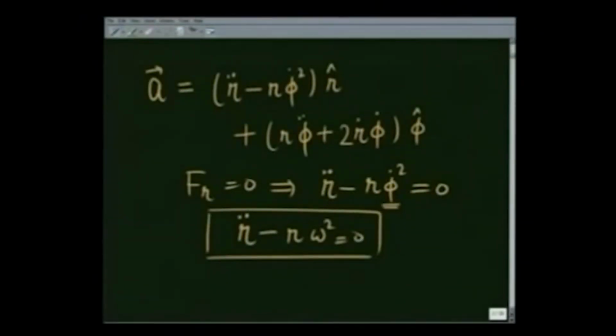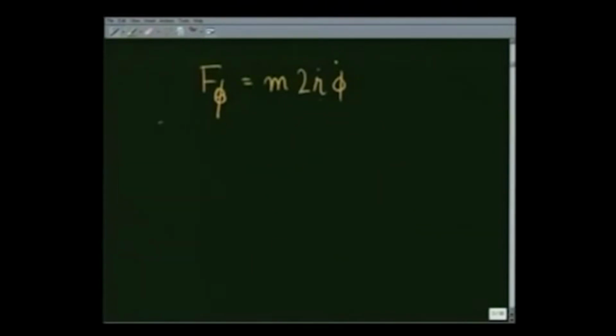Similarly, in the phi direction, F phi is going to be equal to m times r phi double dot plus 2 r dot phi dot. Since the wire is moving with a constant angular speed, the phi double dot term is 0 and therefore, I have F phi, that is the force that the wire applies in phi direction, to be equal to m times 2 r dot phi dot.